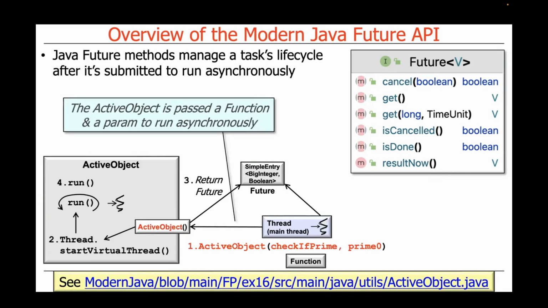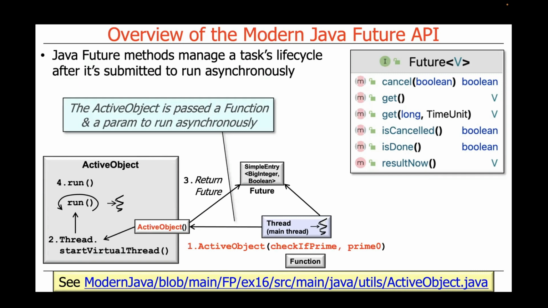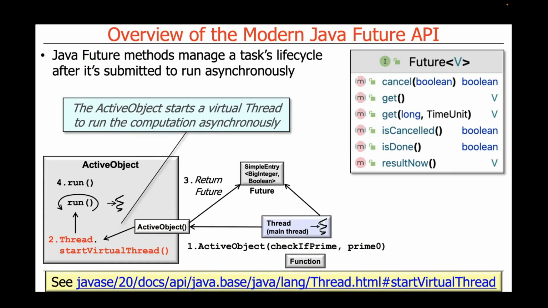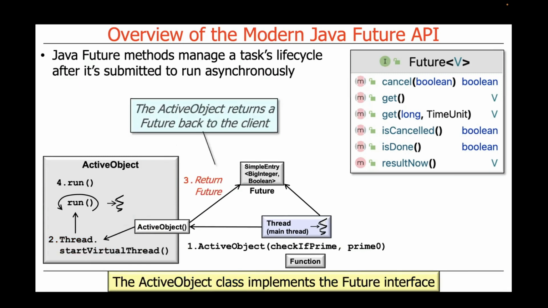As an example, the ActiveObject class that we're going to define is passed a function and a parameter to run asynchronously. And we do that by passing those in the constructor of ActiveObject from one thread, the main thread, to the ActiveObject that we're creating. And the function we're going to be using here is going to check to see if a number is prime. Once the ActiveObject has been started, a virtual thread will be created. And that, of course, will run the computation asynchronously using the features of virtual threading that we've talked about. Also, right after that, a future will be returned to the client.